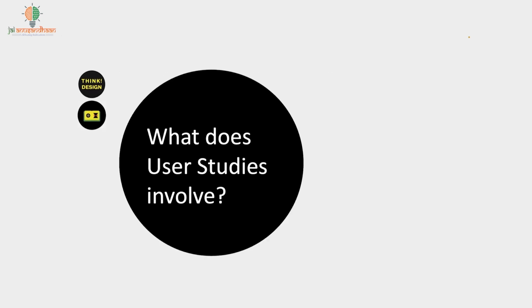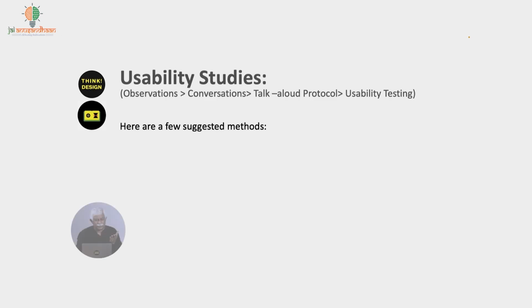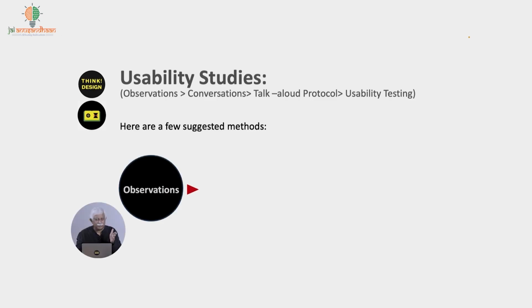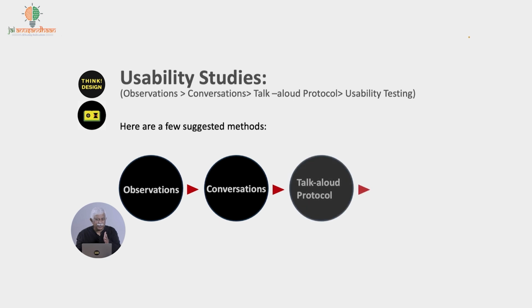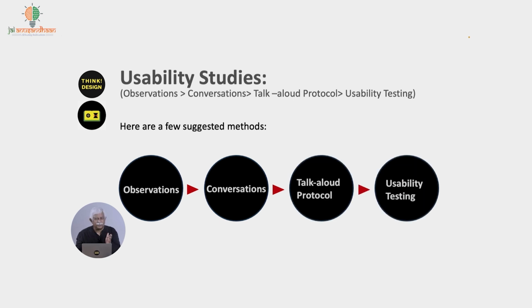So what does user studies involve? There are some methods that we use: observations, conversations, think aloud prototype, and usability testing. We'll look at each of these methods in much more detail in the tool section.